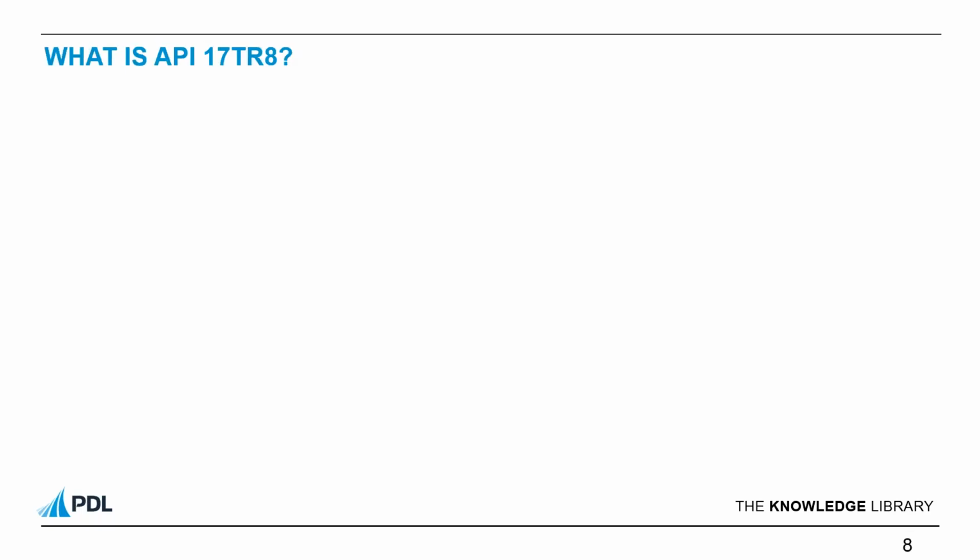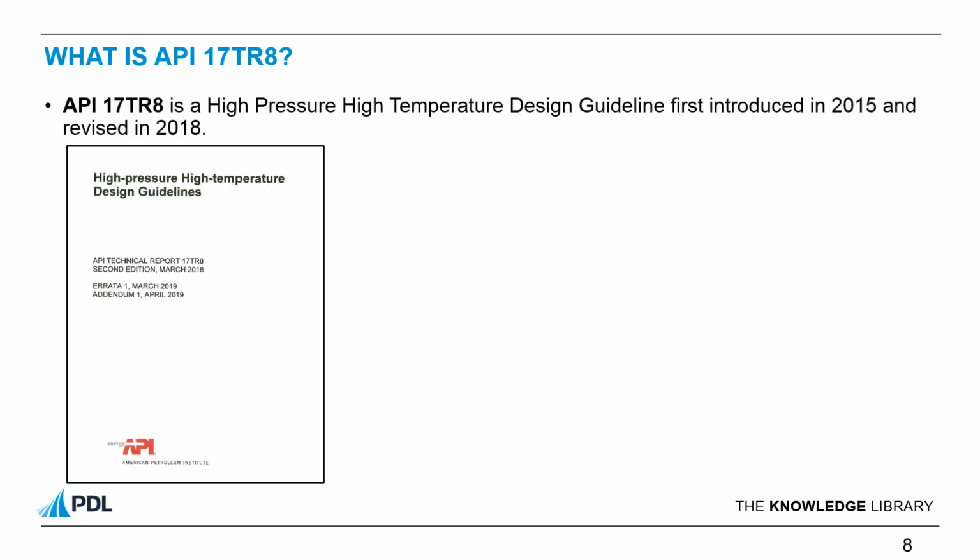Okay, so what is API 17 TR8? Well, API 17 TR8 is a high pressure, high temperature design guideline, first introduced in 2015 and revised more recently in 2018. Although it's relatively new, it primarily serves to point us in the direction of more familiar ASME and API standards, depending on what is most appropriate for a given high pressure, high temperature system. It also provides supporting information which is relevant to HPHT systems, which isn't present in other standards.